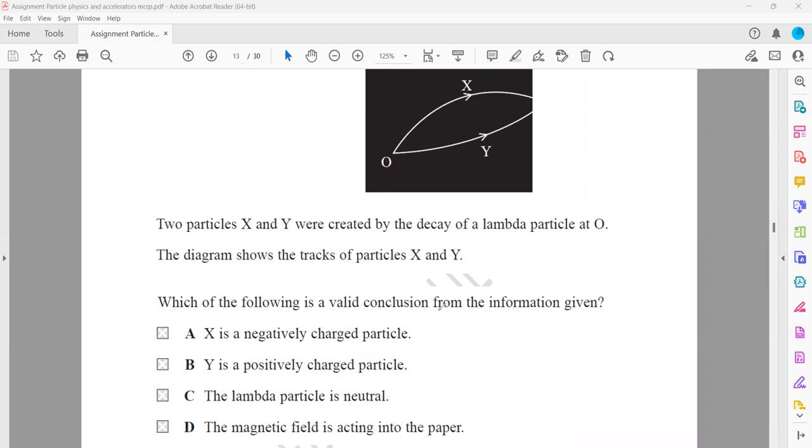Which of the following is a valid conclusion from the information? X is negative, Y is positive: we could identify that if we knew the magnetic field, but we don't know the magnetic field, so we cannot say anything. The magnetic field is into the paper: we could identify that if we knew the nature of the particles, but we don't, so we cannot identify the magnetic field either. So the only valid option is that lambda is a neutral particle. How do we conclude this? Because there is no track for the lambda particle up to point O.